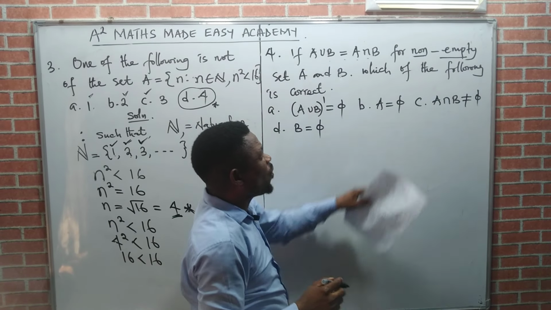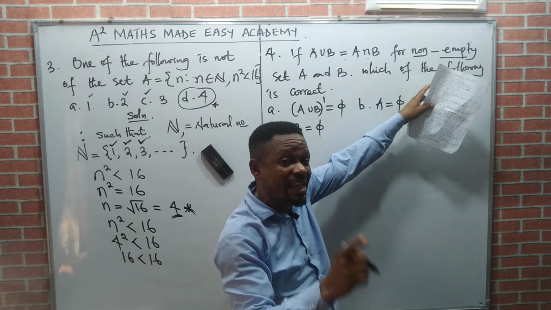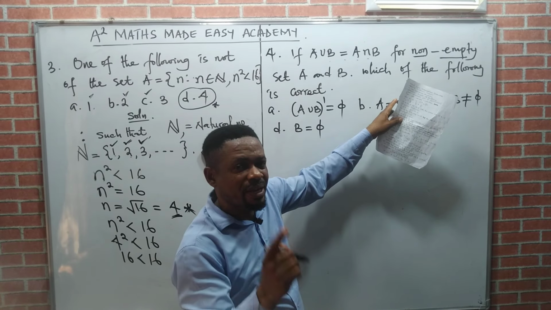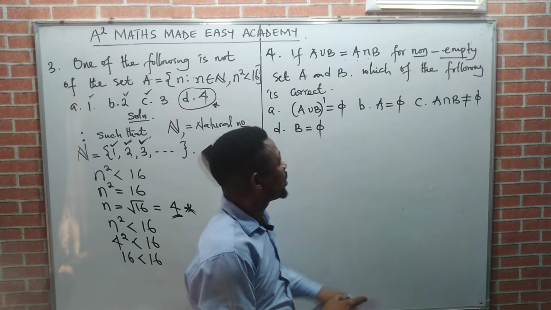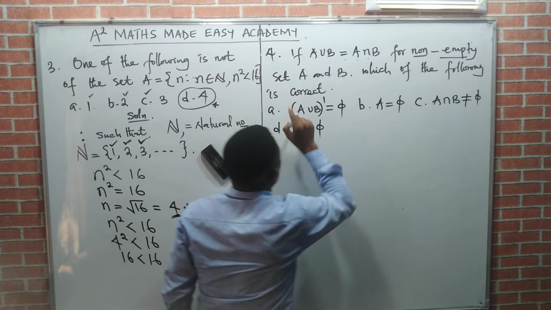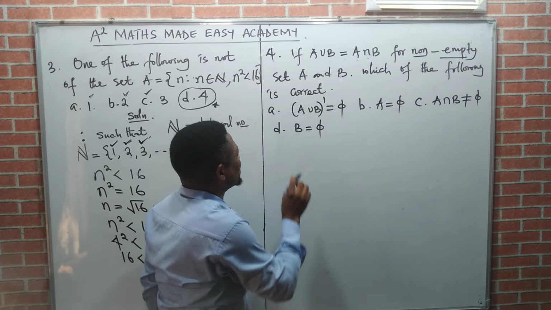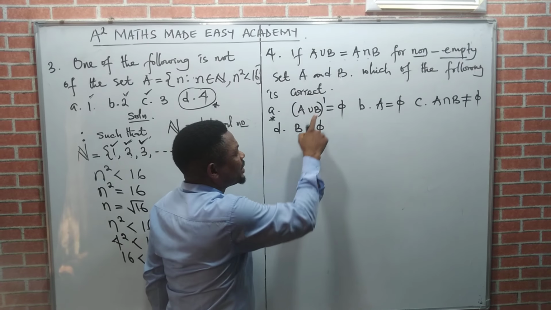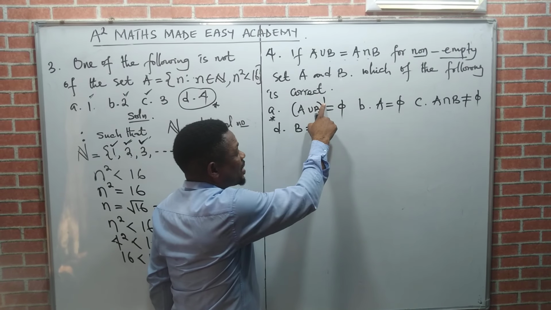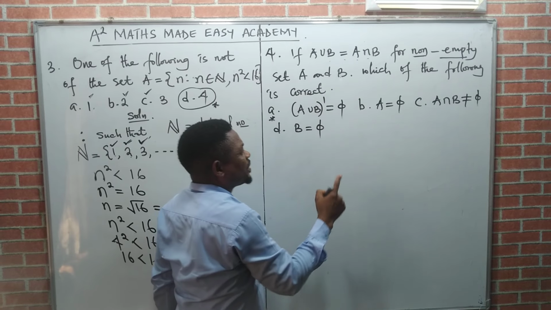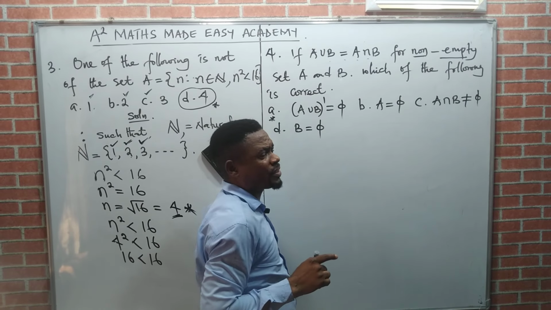A and B. So the word non-empty set is that set A cannot be empty and set B can also not be what? Empty. Now the question is, which of the following is correct? Oh my goodness, this one can never be. Do you know why? This is a complement. And anytime you are looking for a complement, it is always from the universal set.